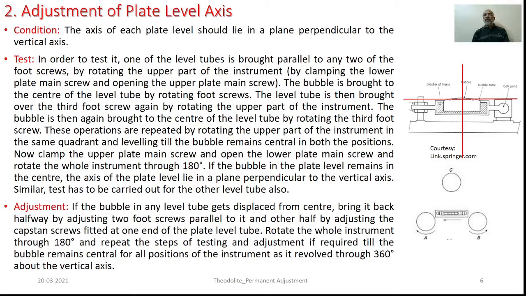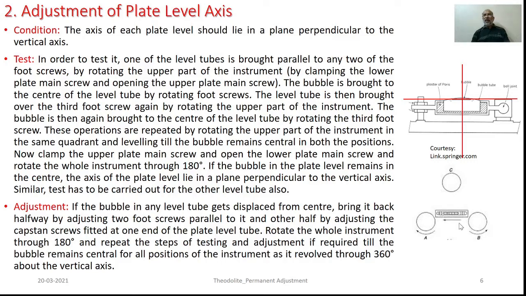So here we can carry out the leveling operation the way we carry out our temporary adjustment by keeping the telescope parallel to any 2 foot screws and having the second position as perpendicular to the earlier position and by making the bubble traversing. So in this case, if the bubble is not remaining at the center, then the equipment is not in adjustment.